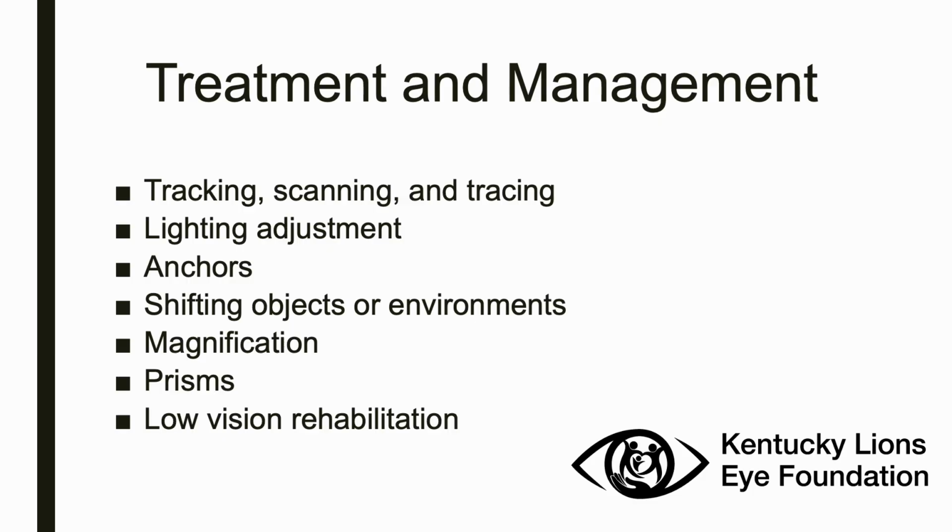Treatment and management strategies for vision-related stroke deficits can include the following: practice of visual skills of tracking, scanning, and tracing, adjustment of lighting, creating anchors for reading, shifting items to a certain direction to improve attention to the neglected side, use of magnification, use of prisms and glasses for expanding visual fields, learning non-visual aids and skills depending on the severity and progression of the effects with assistance from low vision rehabilitation.